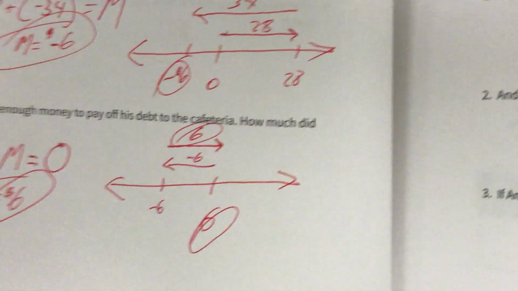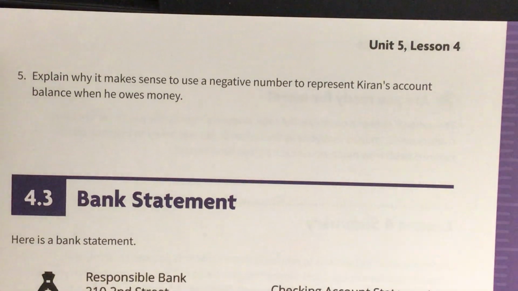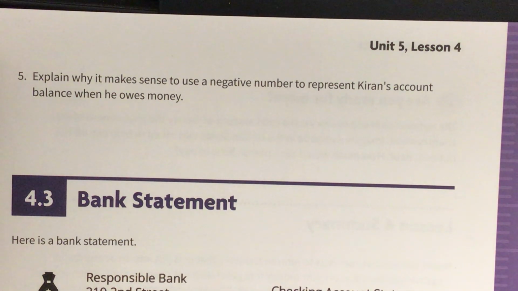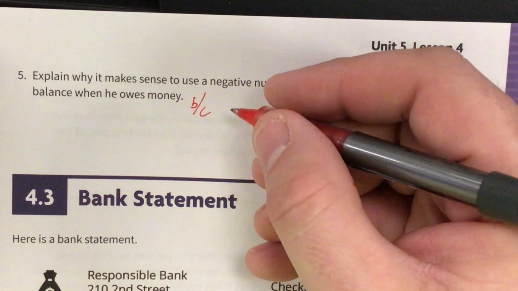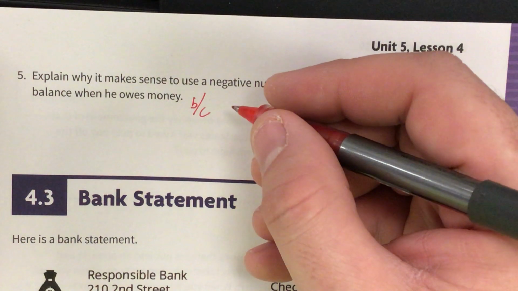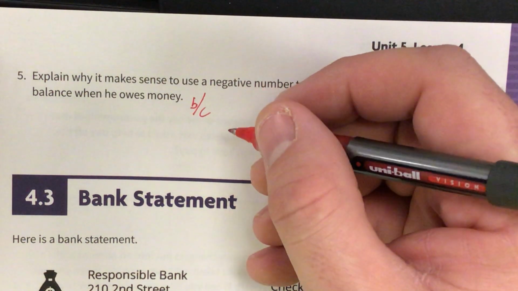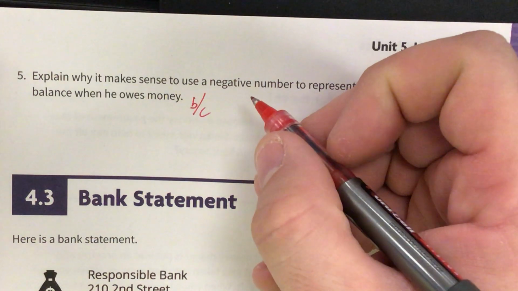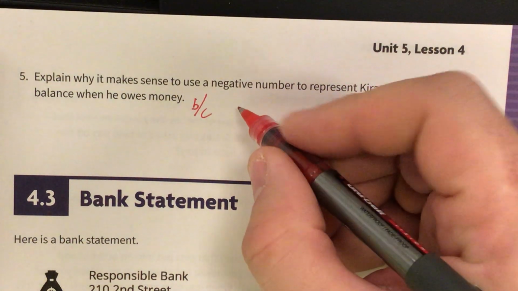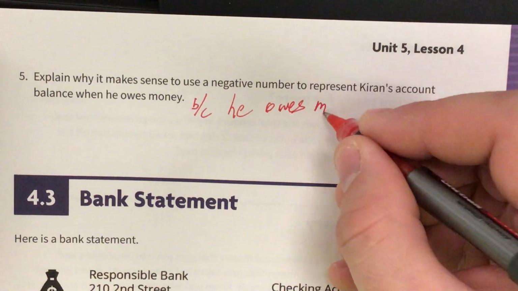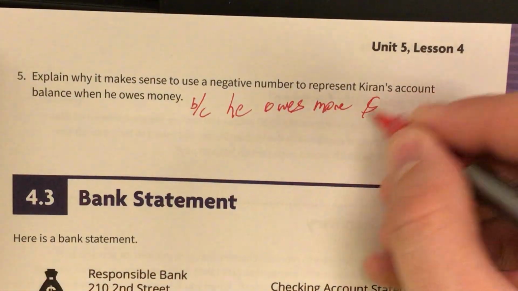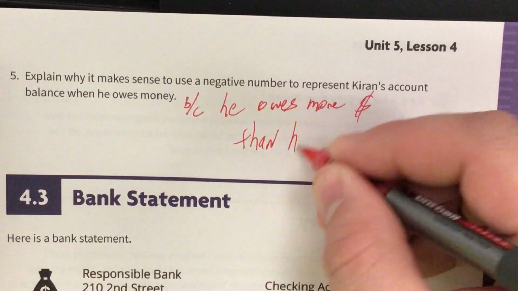Question 5. Why does it make sense to use negative numbers to represent his account when he owes money? Autumn. Because negative represents like less than 0. Because he owes money, because he's in debt, yeah. How would you like to describe it? Because he owes more money than he has. Very good. He owes more money than he has.